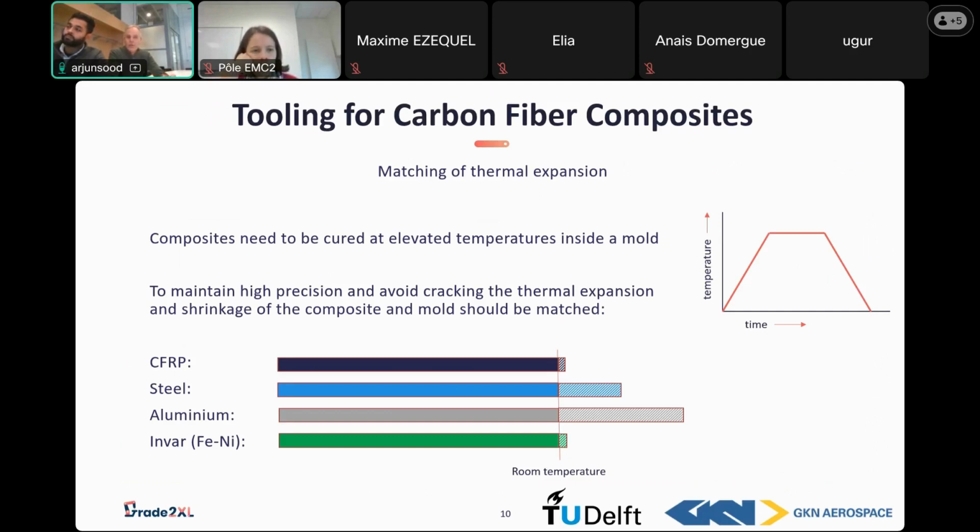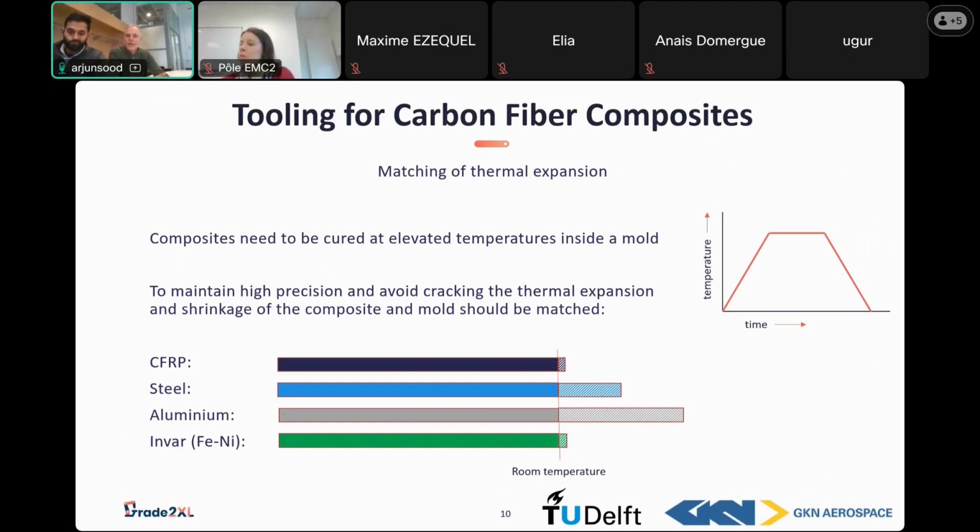And here you see some materials that can be used for molding. You can use a steel mold, and you see here when you elevate the temperature, the steel will expand more than the carbon fiber, and it will shrink more, going back in the last phase of the cycle. If you use aluminium, it will get even worse.